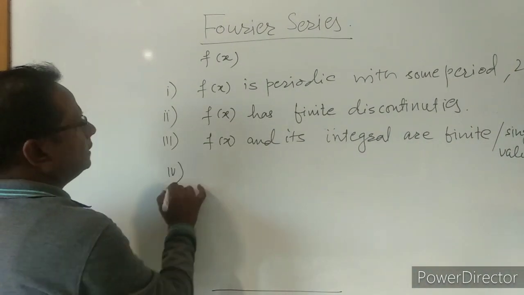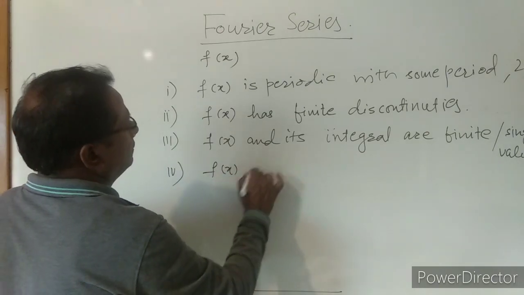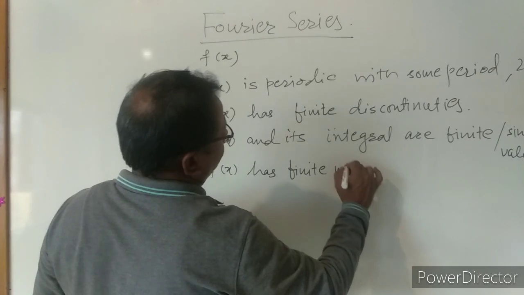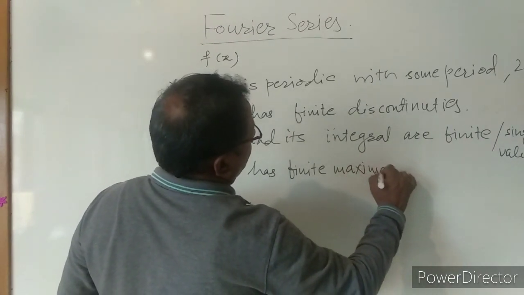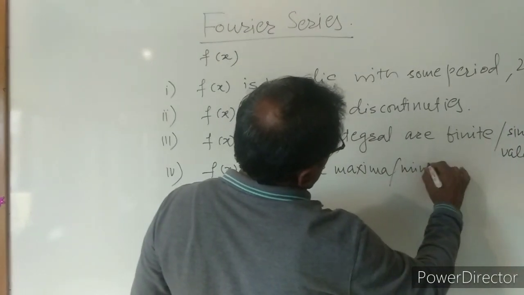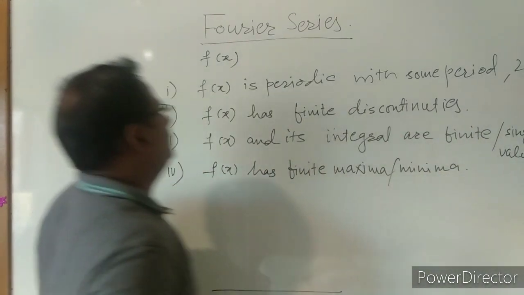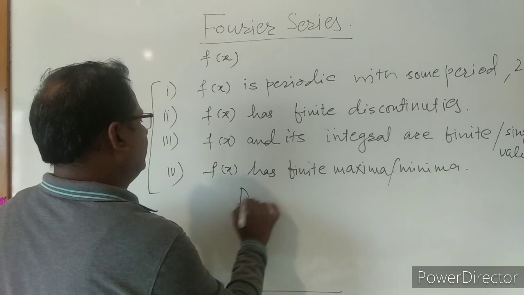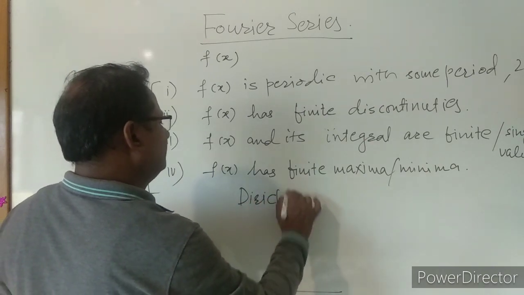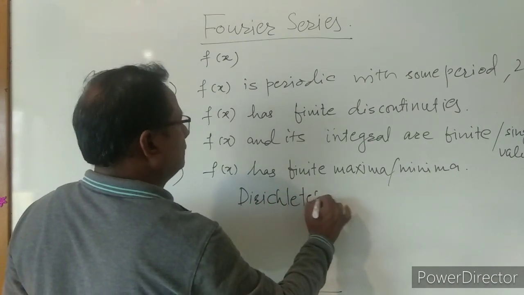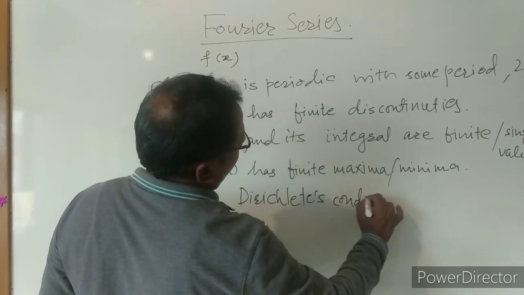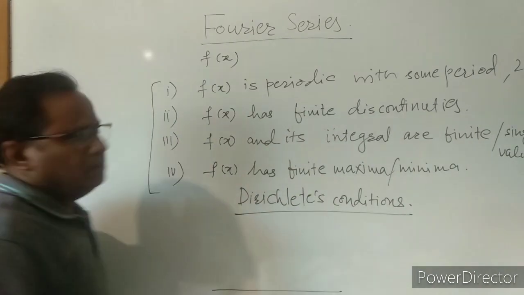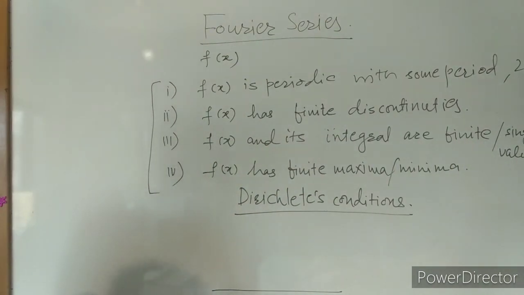And finally, this f of x has finite maxima and minima values. If a function f of x satisfies these four conditions, they are known as Dirichlet's conditions. If any function satisfies these Dirichlet conditions, then it can be represented as a Fourier series.